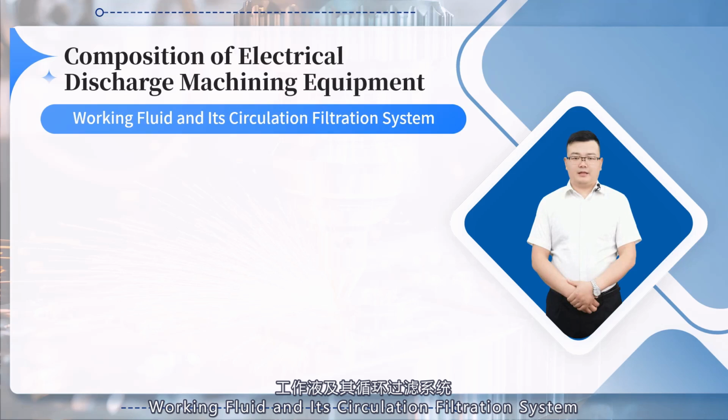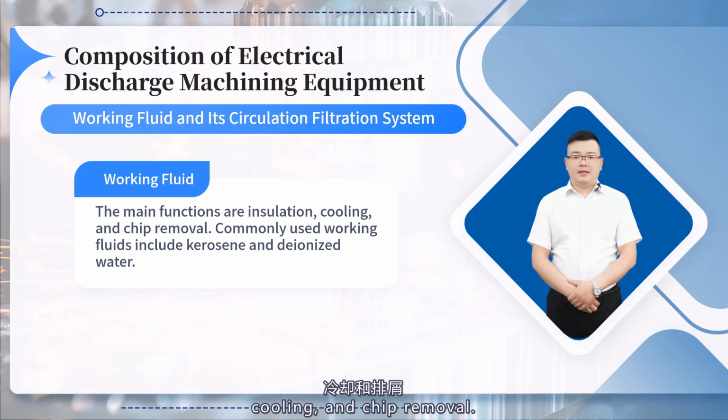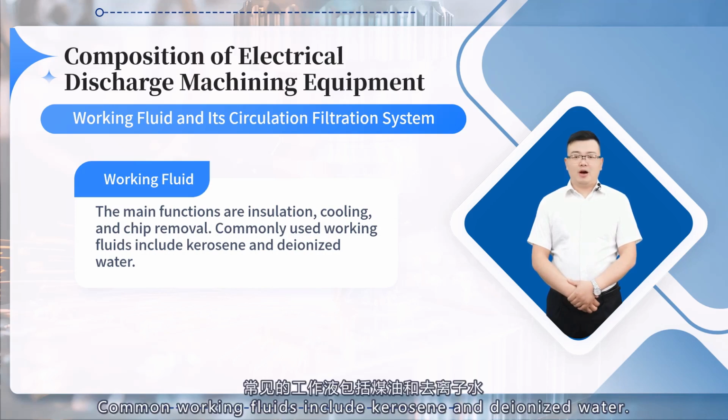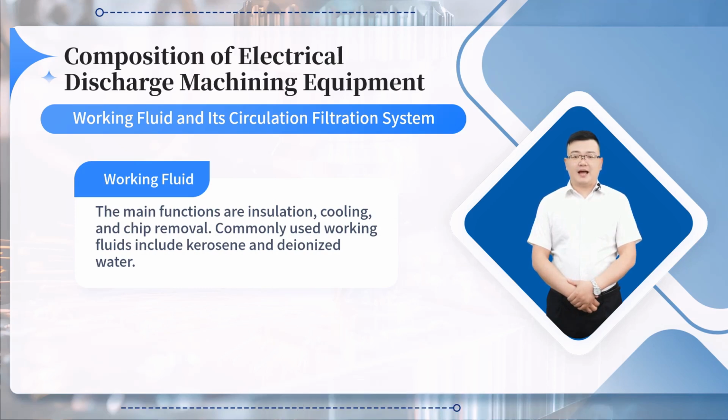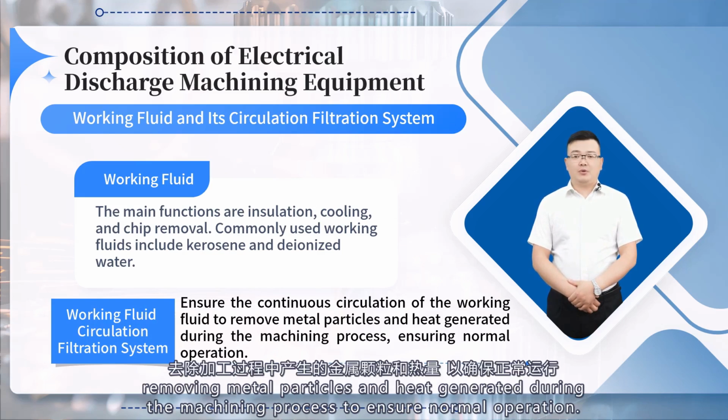Working fluid and its circulation filtration system. The primary functions of the working fluid are insulation, cooling, and chip removal. Common working fluids include kerosene and deionized water. The role of the working fluid circulation filtration system is to continuously circulate the working fluid, removing metal particles and heat generated during the machining process to ensure normal operation.